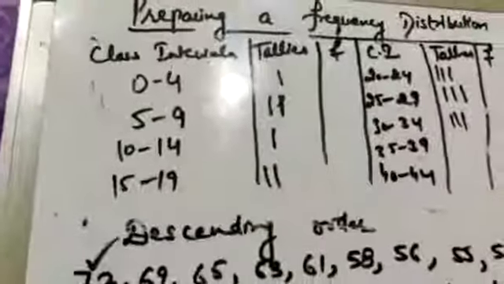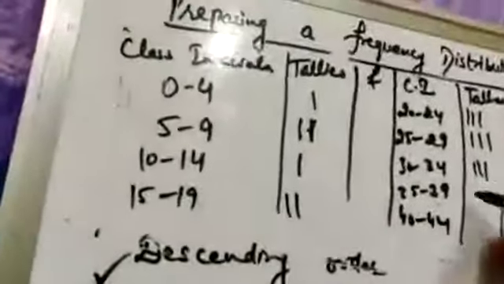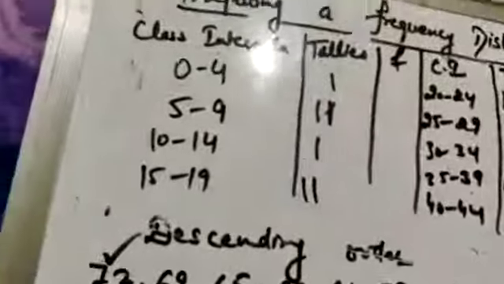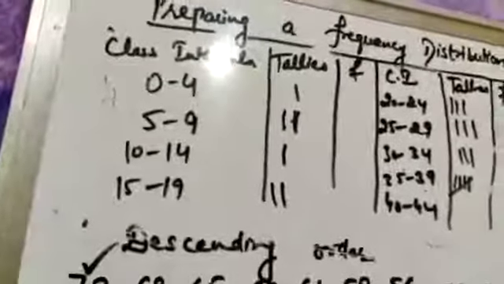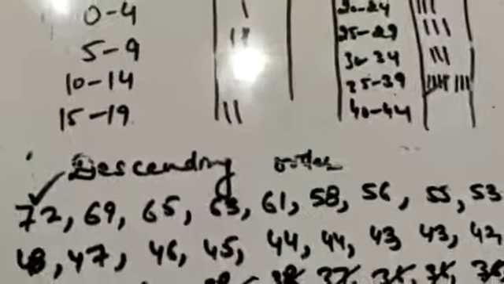For 35 to 39, 1, 2, 3, 4, 5, 6, 7, 8. We have 8 tallies. Let's mark here 1, 2, 3, 4. After 4, what do we do? For 5 we will write here like this, we will cut it. 5, 6, 7, 8. So we have 8 here for 35 to 39.